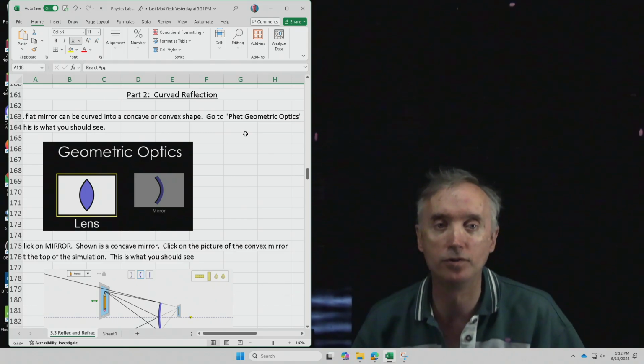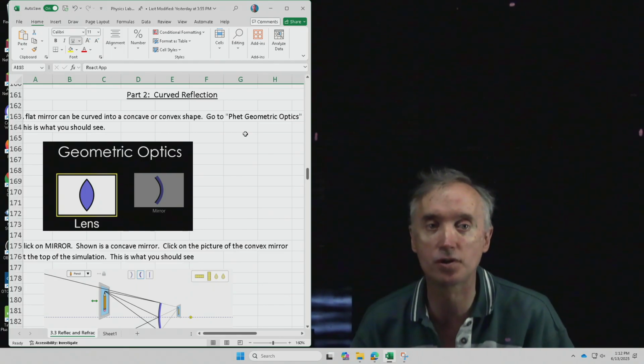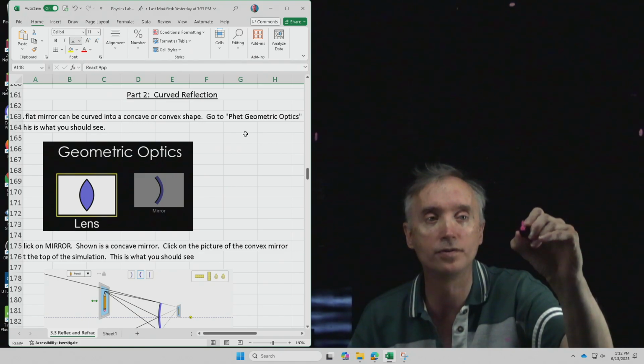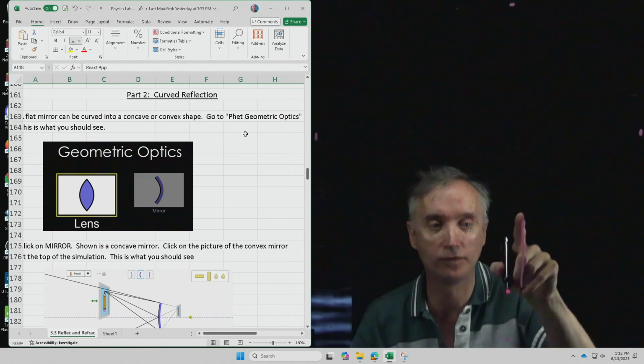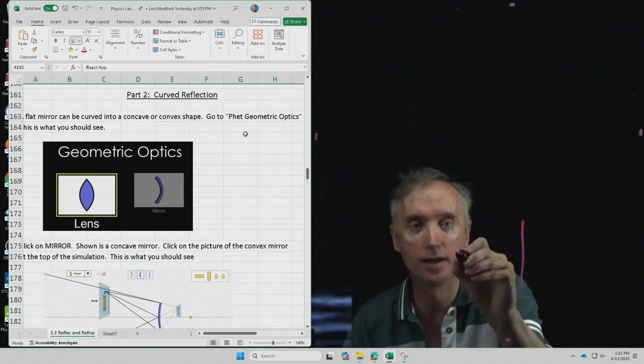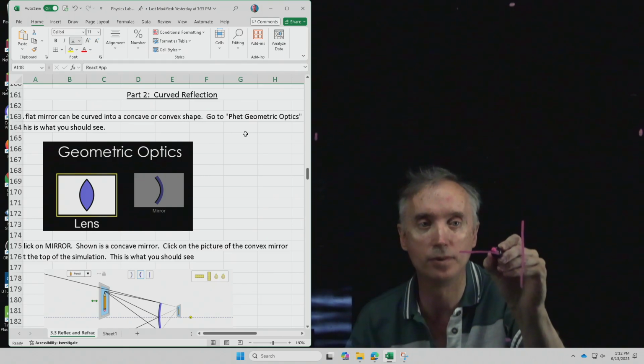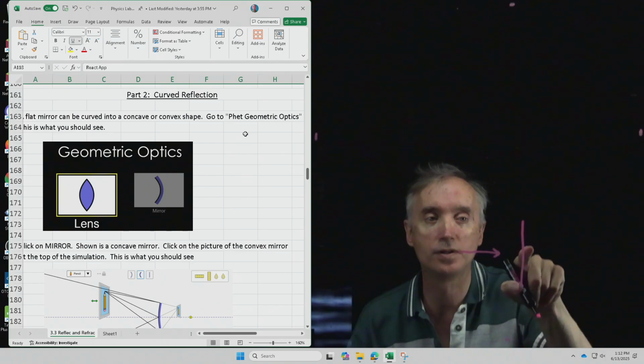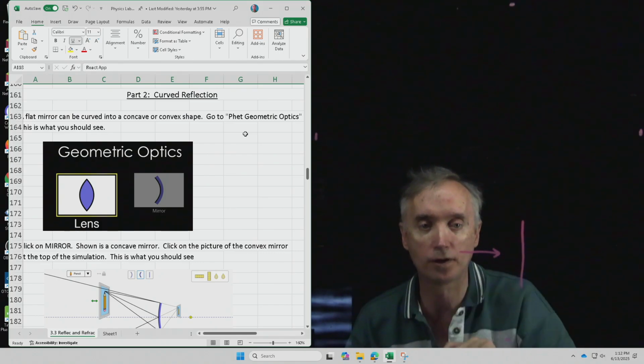Okay, I'm back, and now we're going to do part 2 of the lab, which is curved reflection. So far, you know what to do whenever you have a flat mirror. When light is coming into that mirror, you know which way it's going to bounce. Now what we want to do is to take the flat mirror and curve it.